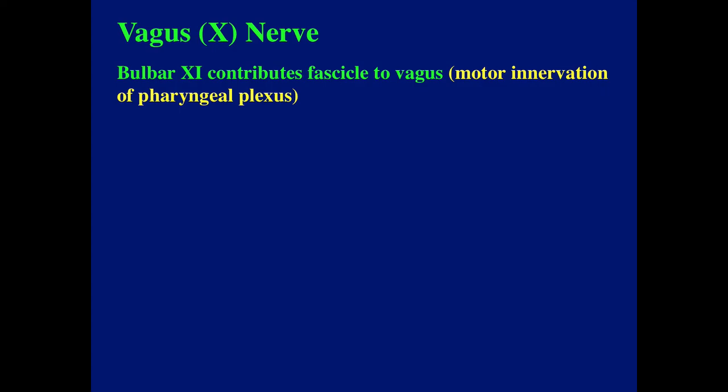Okay, so now let's talk about the vagus. To remind you that the bulbar 11 contributes a fascicle to the vagus, and that's the motor innervation to the pharyngeal plexus.